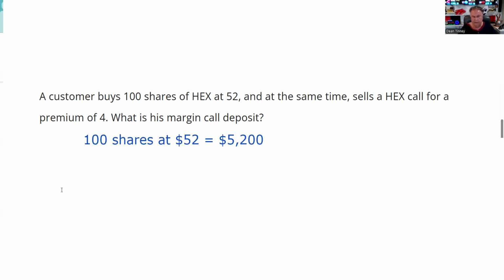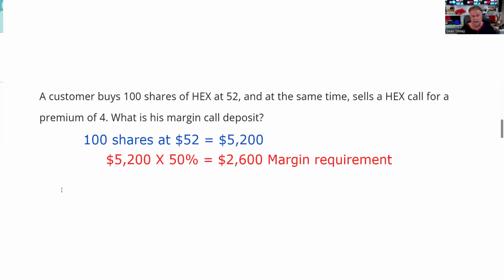So here we buy 100 shares at 52. That's $5,200. Reg T, 50% of that. So the margin requirement, and this is where this test taker missed it, they answered 2,600. That's not the question. If the question had been, what is the margin requirement? That would be 2,600. The question is, what is the margin call?